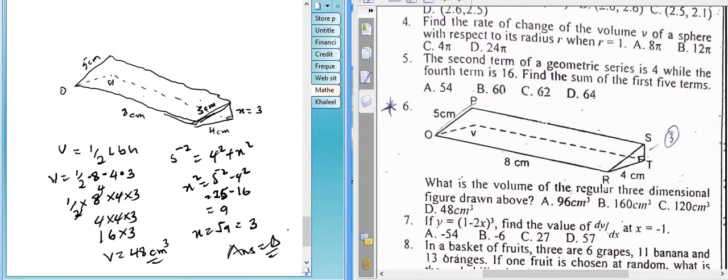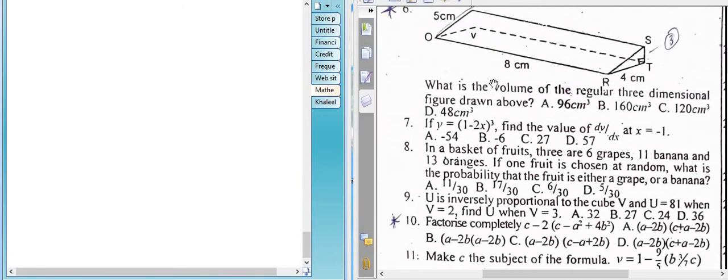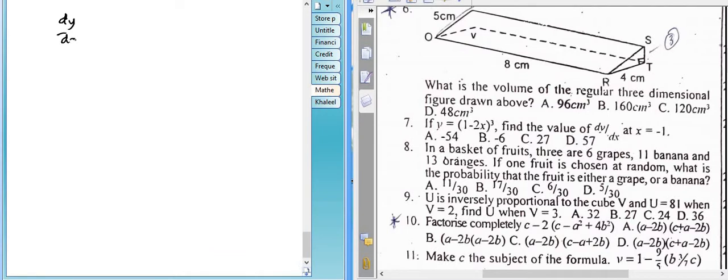Moving to the next question, that's question 7. Question 7 says, if y is (1 minus 2x) all to the power 3, find the value of dy/dx at x equal to -1. So we want to find dy/dx at x equal to -1.